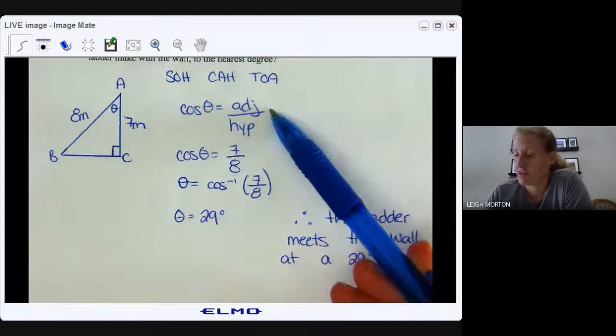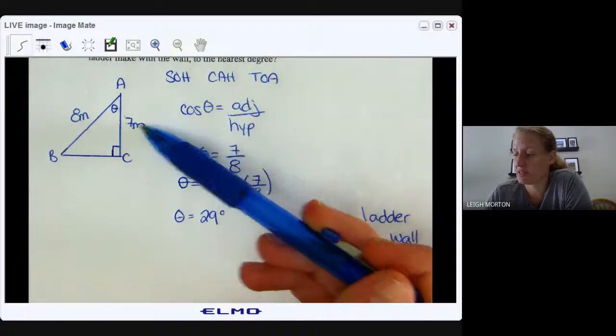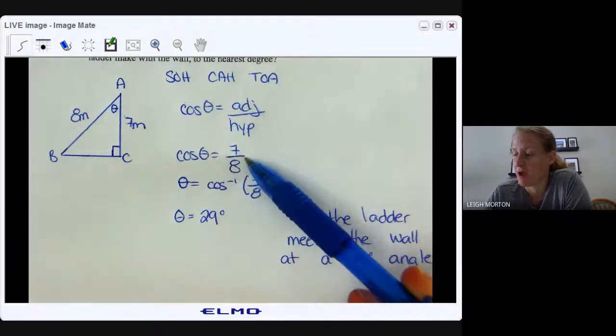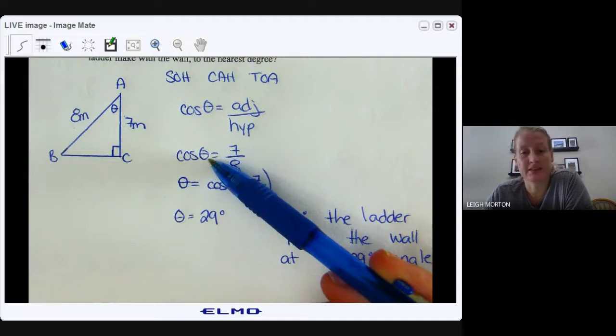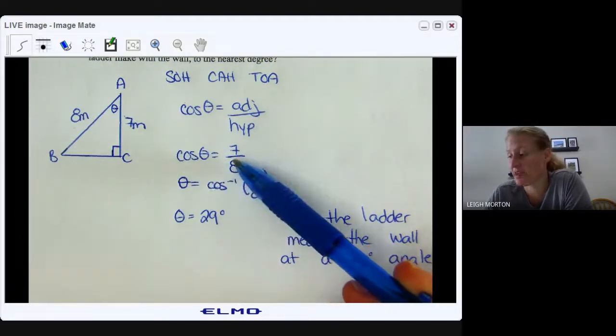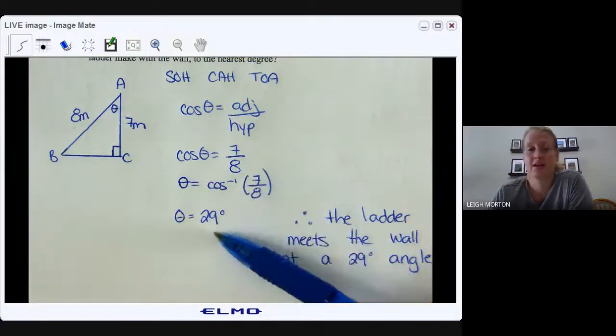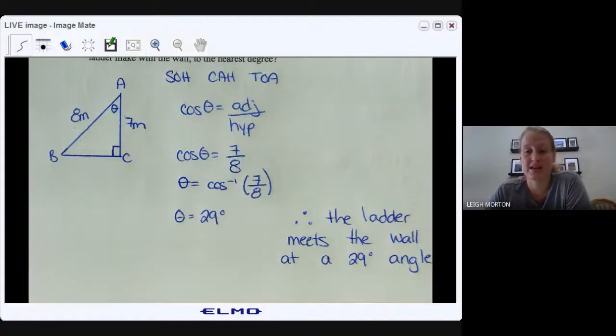So I took my ratio, cosine theta equals adjacent over hypotenuse. I know adjacent and hypotenuse, so I filled them in. I need to isolate theta, and since I can't divide by a mathematical function, I can use the inverse. So then I have theta equals the inverse cosine of 7 over 8, round to the nearest degree, and I get 29 degrees.